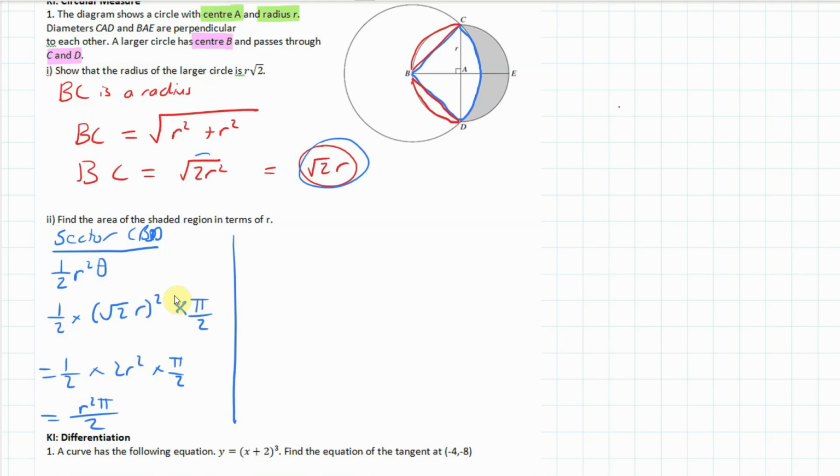Now to find these red bits, I'm going to find, I guess, this whole area here, this pink area, which is half of circle centre A. Then I'm going to subtract those two triangles, which should give me the red area.